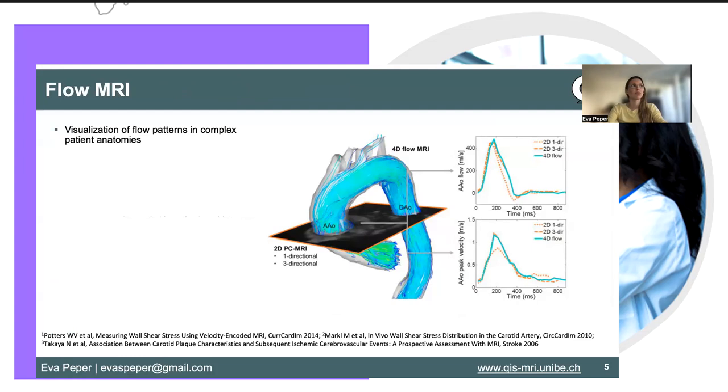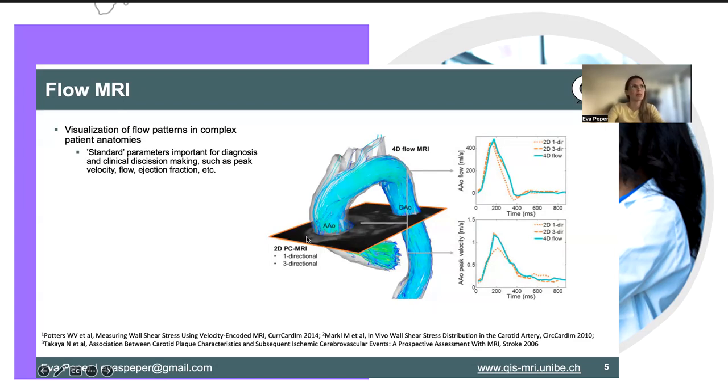Flow MRI for cardiovascular imaging is particularly interesting. If you look at complex flow patterns, as you can see, for example, in congenital heart disease patients, who already have a very complex anatomy, it is very hard, also with Doppler ultrasound, to see certain velocities at certain positions. With flow or 4D flow, you can visualize that very nicely.